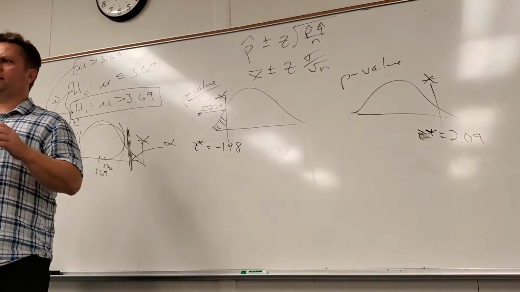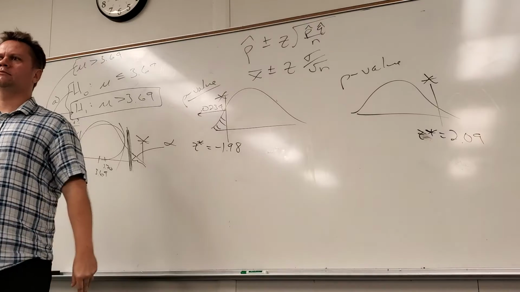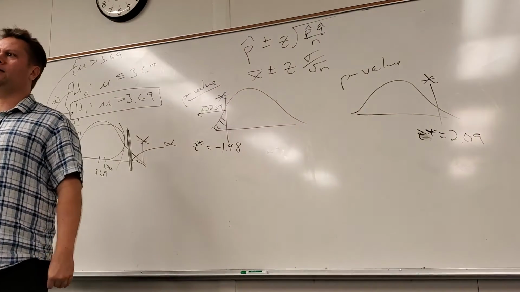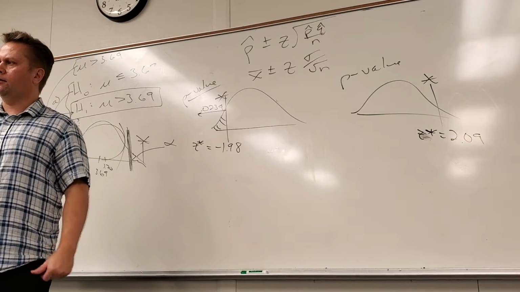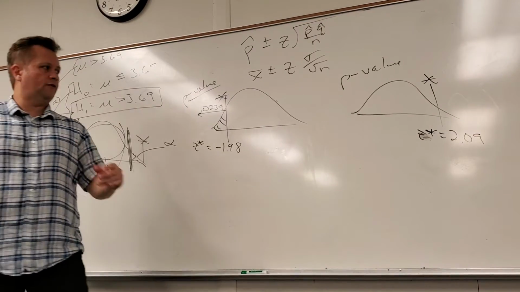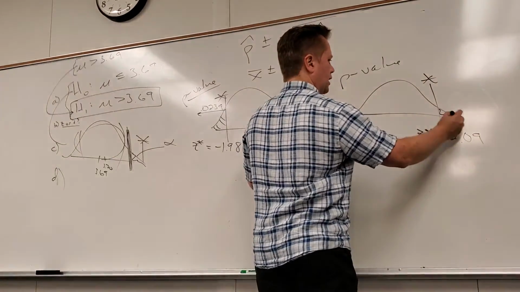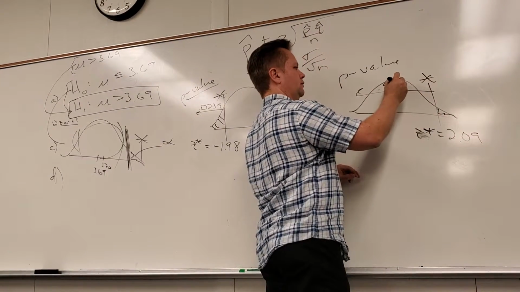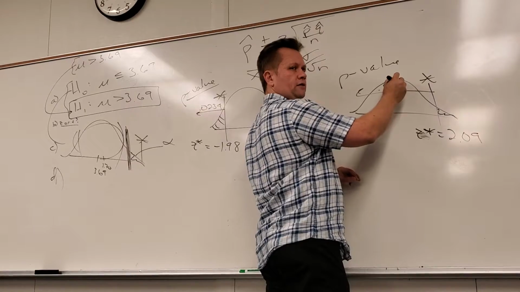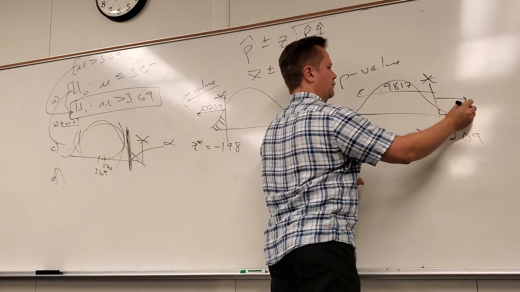I haven't heard the answer yet. What's the p-value? The area in the tail. This is what I think you were getting at earlier. But if I look up 2.09, do I get the area in the tail? No, I get this. What was it? 0.9817? So what's the p-value?